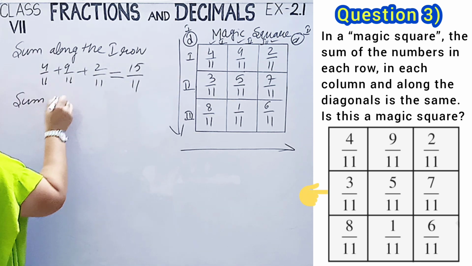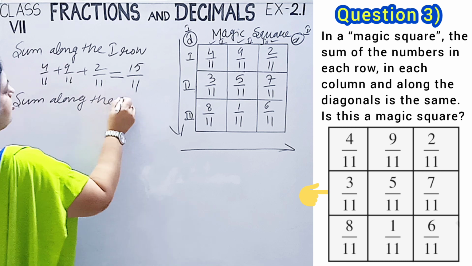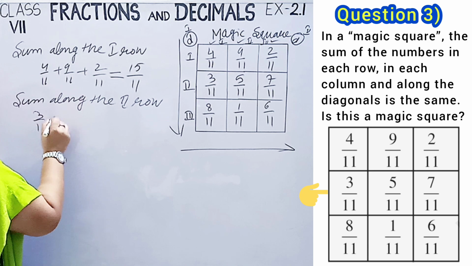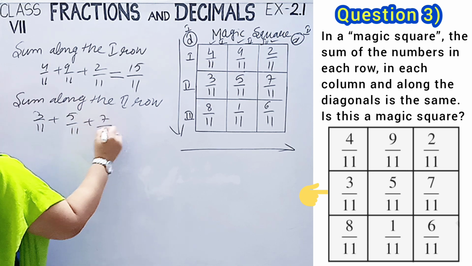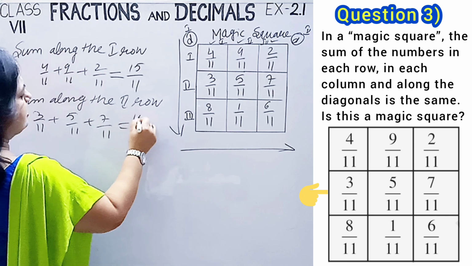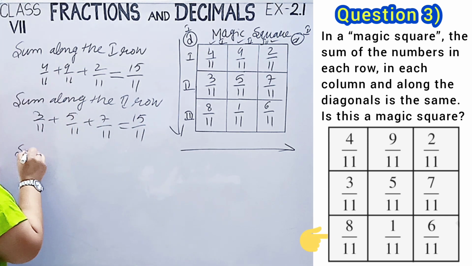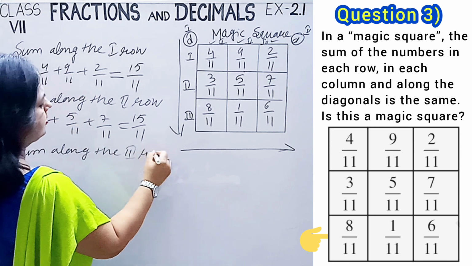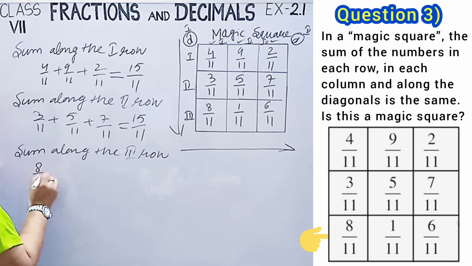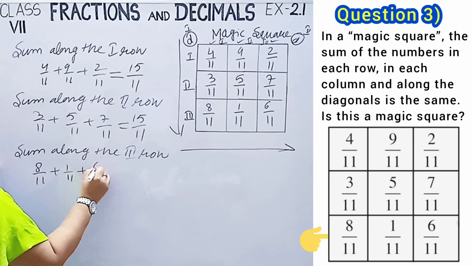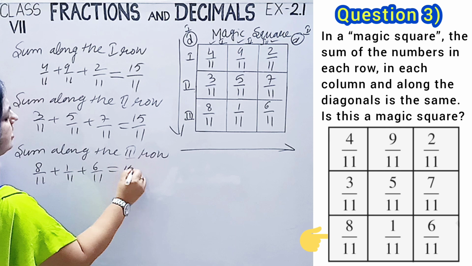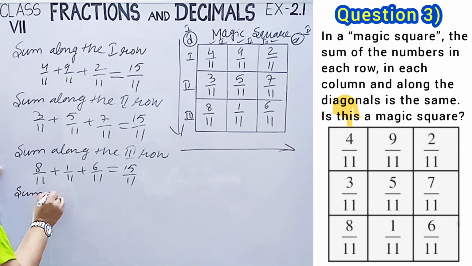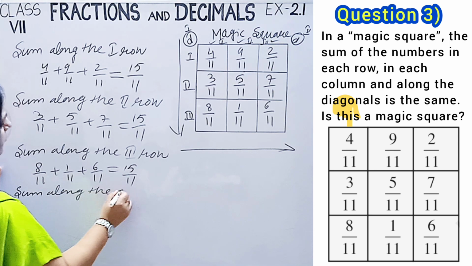Coming to the second row. Sum along the second row. Second row is 3 by 11 plus 5 by 11 plus 7 by 11. After adding, we get 15 by 11. Coming to the third one. Sum along the third row: 8 by 11 plus 1 by 11 plus 6 by 11. After adding, we get 15 by 11. So coming to columns. Sum along the first column.